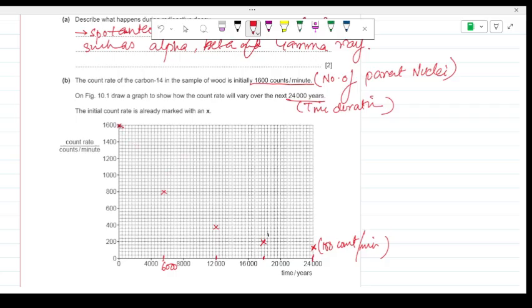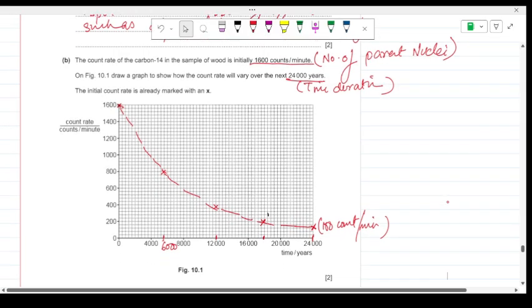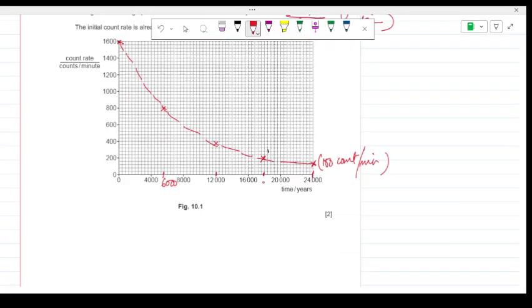Now you can join the values to get an exponential decay graph. As we know, the sample is exponentially decaying, and you get the graph done. Now moving on, this is 18,000, this is 12,000, and then the next number will be 24,000.